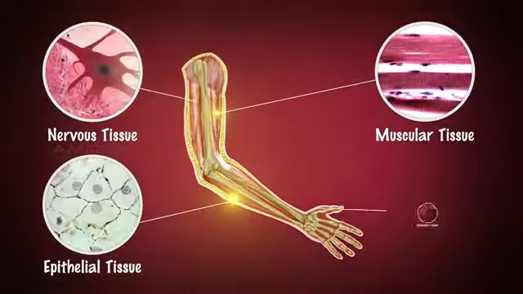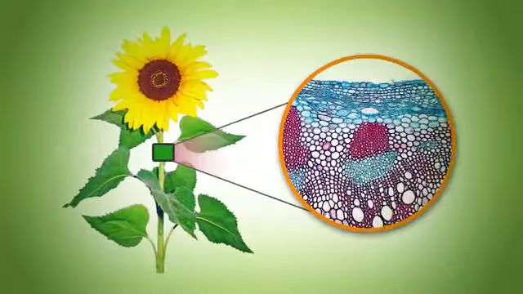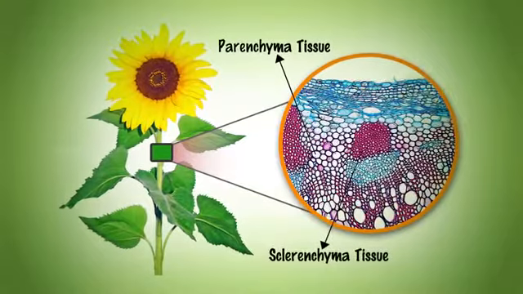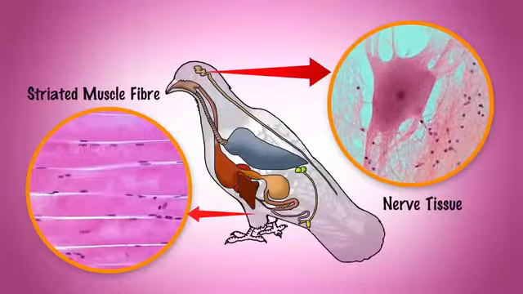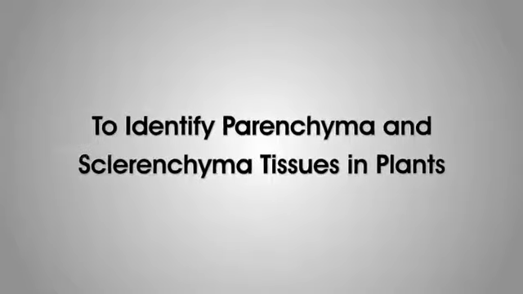Different types of tissues have distinctive architectures that are well suited for what they do. Parenchyma and sclerenchyma tissues are found in plants, whereas striated muscle fibers and nerve tissues are found in animals. To identify parenchyma and sclerenchyma tissues in plants.